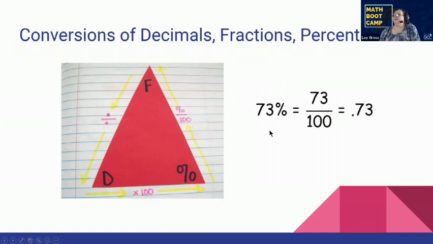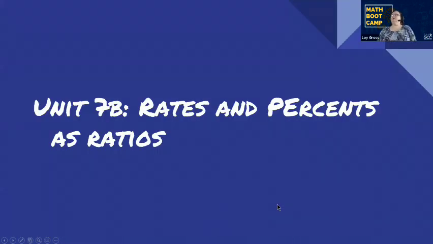Let's say 73% of Americans have not read a book in the last month. Ooh. Not good. But 73%, we're down here on our percent triangle. We can divide that by 100 to get a fraction, which we've done here, 73 over 100. And then that fraction, we can actually do the division to get a decimal. 73 divided by 100 is 0.73. These are all equivalent ideas. They're just expressed differently or written differently, and they can be freely converted from one to the other. And that's talking about rates and percents as ratios.